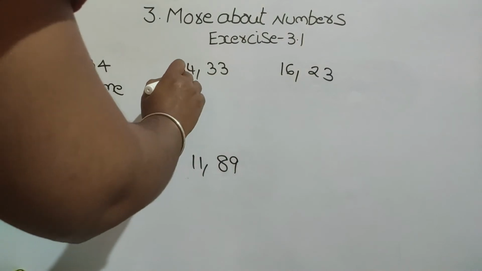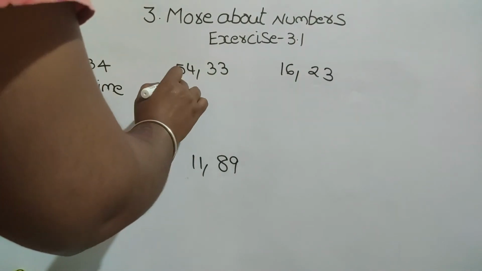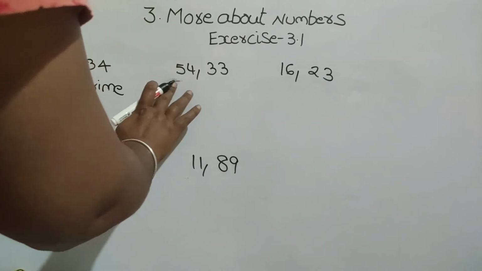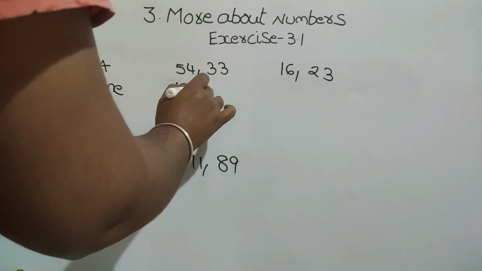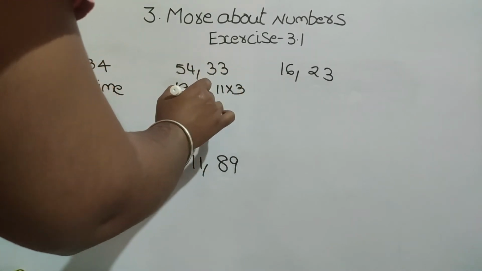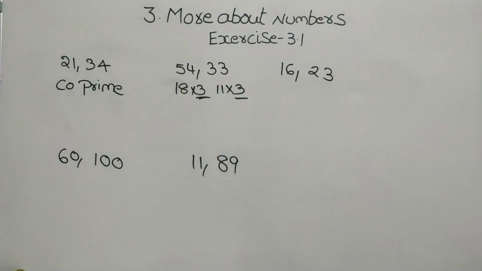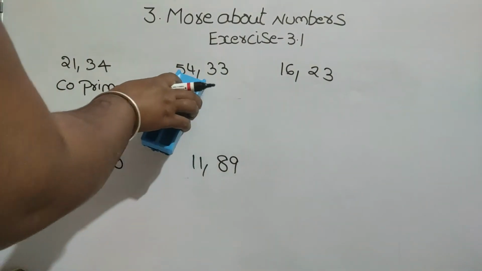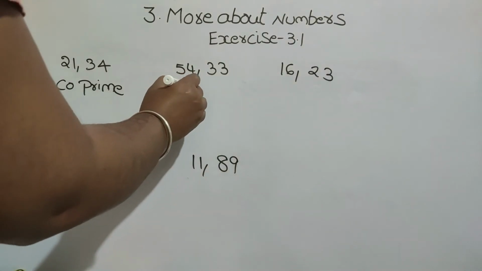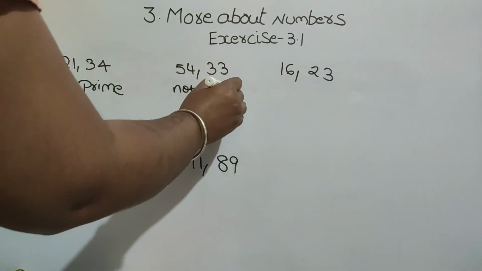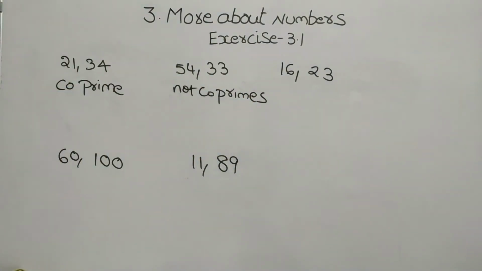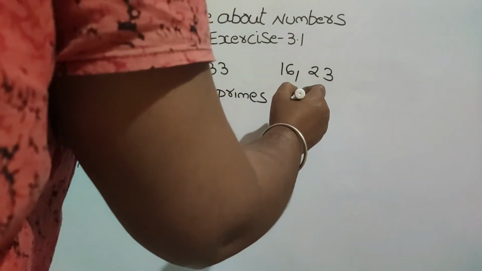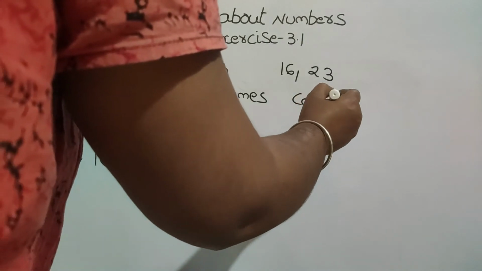54 and 33. Here also 3 will go. How many times 3 will go? 1 3 is 3. 8 3s are 24. 18 3s are 54. And 11 3s are 33. So both numbers have 3 as a common factor. So these are not coprimes. 16 and 23. 23 is a prime number. 16 is an even number. So they both have only the common factor as 1. So these are coprimes.